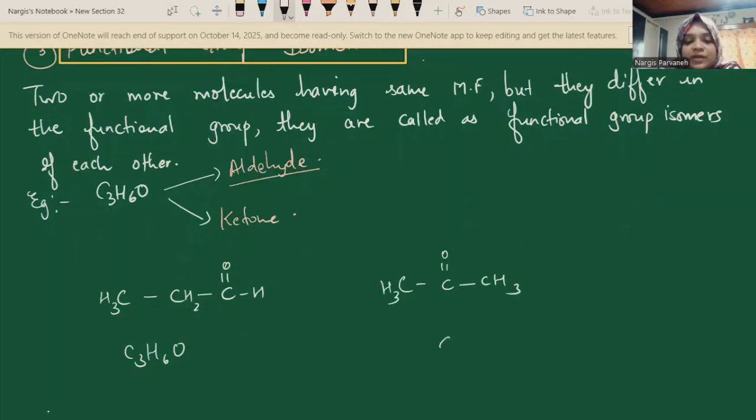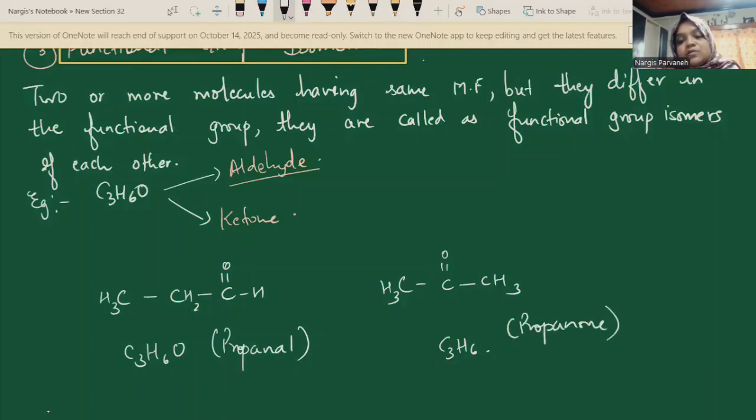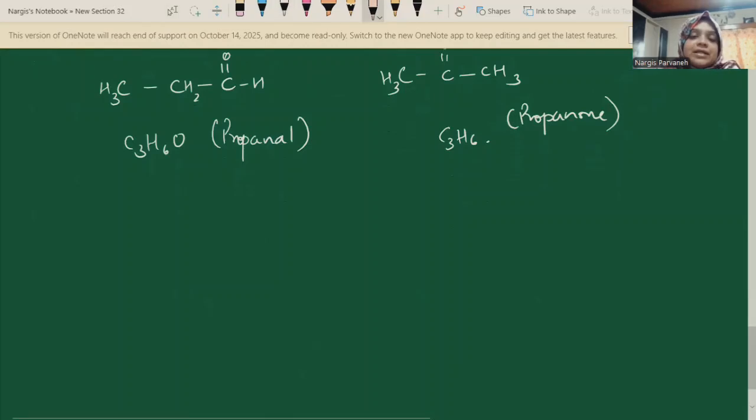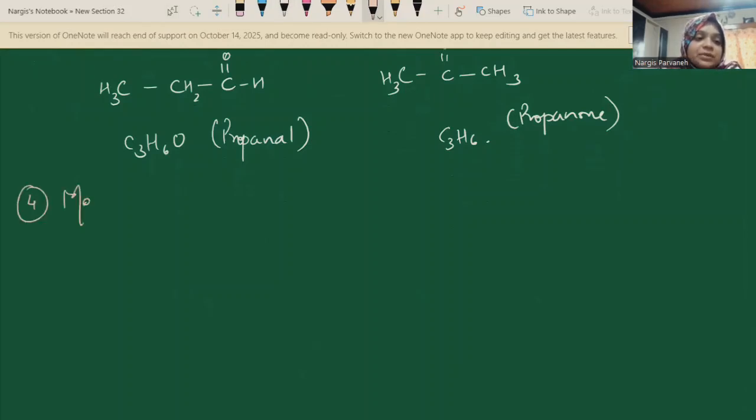Okay, so again C3H6O. This is 1, 2, 3 propanaldehyde बोलेंगे, or you can call it as propanal also, IUPAC nomenclature. This is propanone. So the name will be, of course, when you study the nomenclature of aldehyde, that time you will understand this. This is propanal and this is propanone. So the molecular formula is same, but the functional group is different, and hence they're called as functional group isomers of each other. Last category is for metamerism.